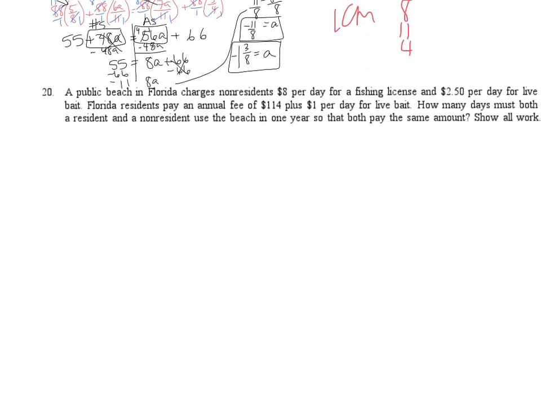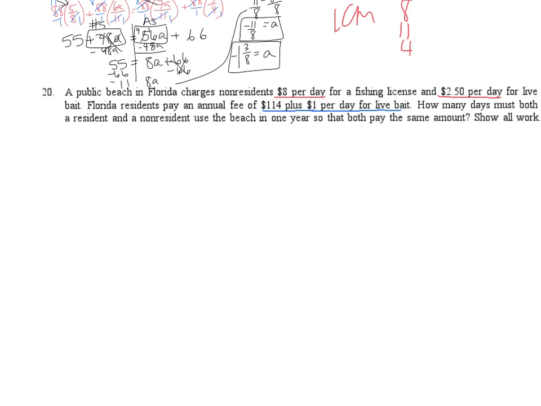Next question, I have to read this, and I need to find the equation and then solve it. A public beach in Florida charges non-residents $8 per day for a fishing license and $2.50 per day for live bait. Florida residents pay an annual fee of $114 plus $1 per day for live bait. How many days must both a resident and non-resident use the beach in 1 year so that they both pay the same amount? So, we're going to set it up.